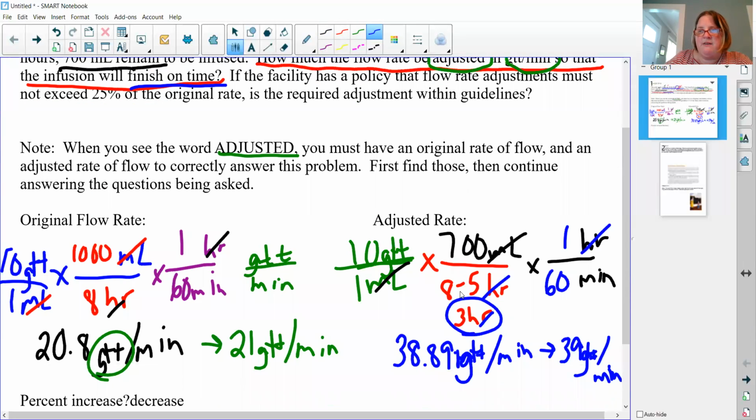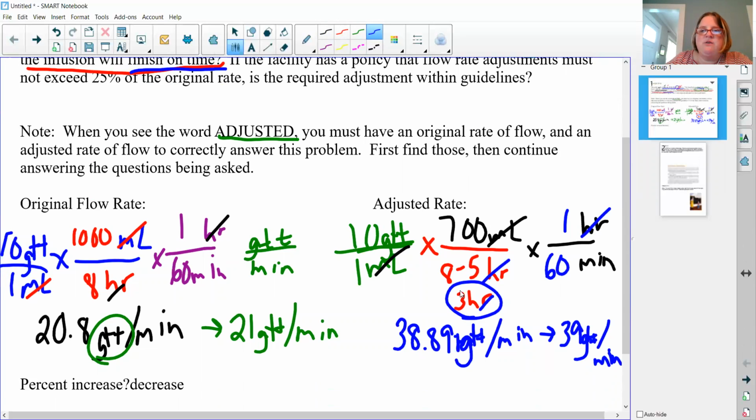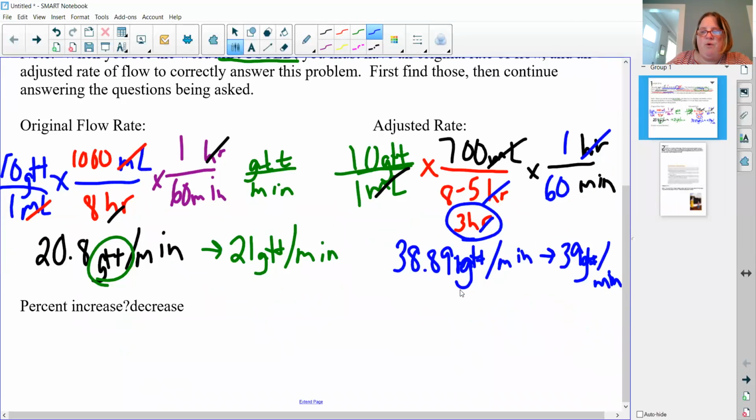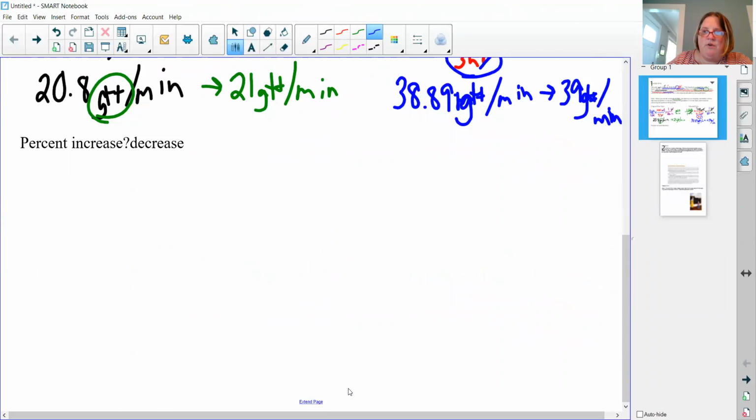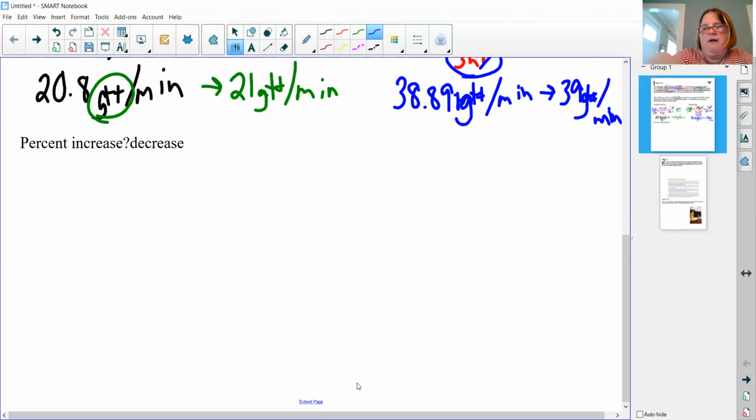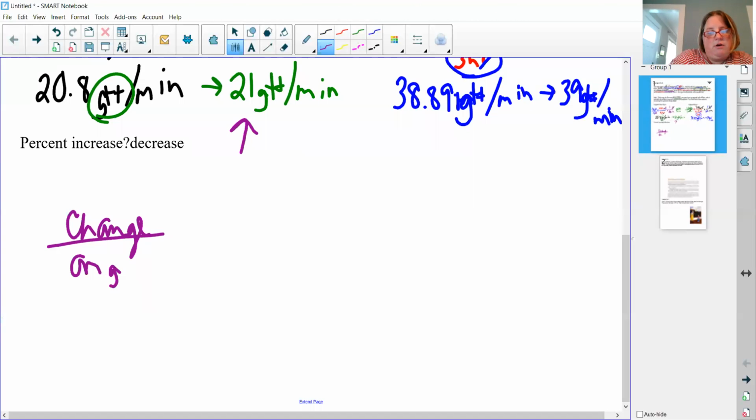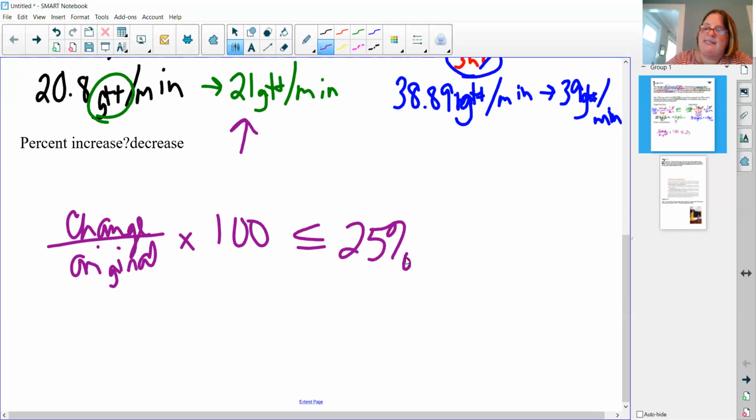So then the next one says that the facility had a policy that flow rate adjustments must not exceed 25% of the original rate. Is the requirement in the guidelines? So in order to do that, we have to do percent increase or decrease. We have the original, so we have the change in amounts over the original amount, and then we're going to times it by 100. And it says must not be greater than, so less than or equal to 25%. If the adjustment's safe, then you can go ahead and do it. But if it's over 25%, contact the doctor.